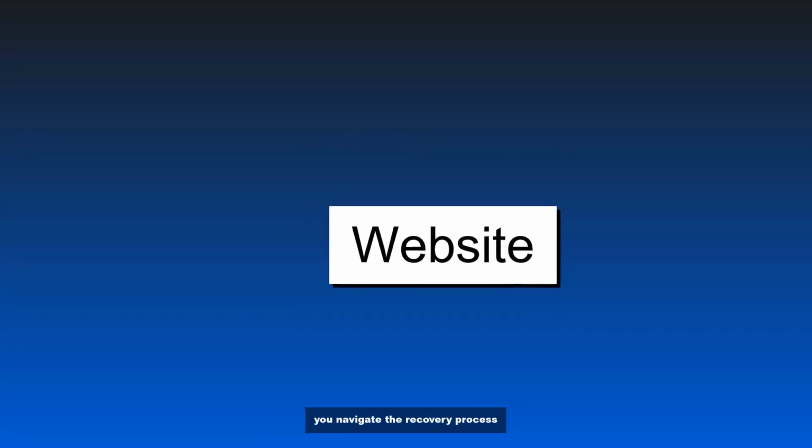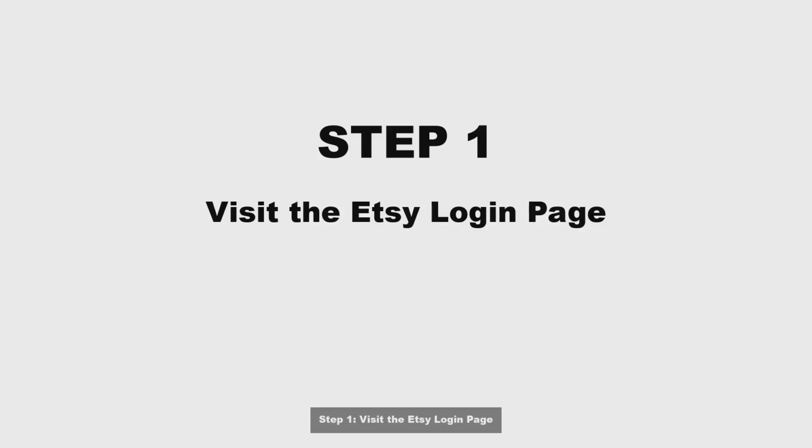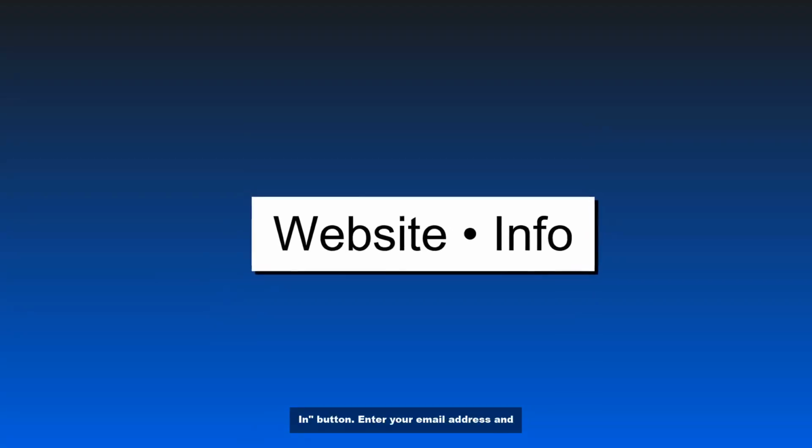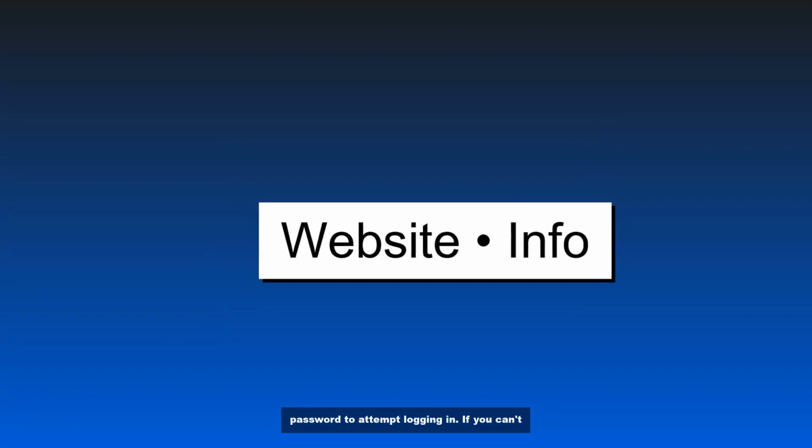If you've lost access to your Etsy account due to suspicious activity, follow these steps to regain access. This guide will help you navigate the recovery process effectively. Step 1. Visit the Etsy login page. Go to the Etsy website and click on the Sign In button. Enter your email address and password to attempt logging in. If you can't access your account, proceed to the next step.